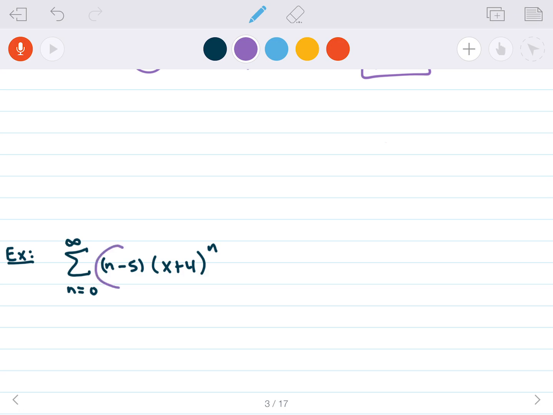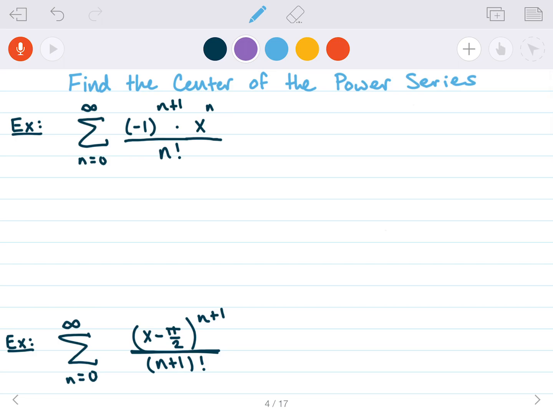This is our a sub n term, because it doesn't involve the variable x. So what we're going to set equal to 0 is x plus 4. So when x plus 4 equals 0, we get that x is equal to negative 4. So this is our center. Let's do some more examples.